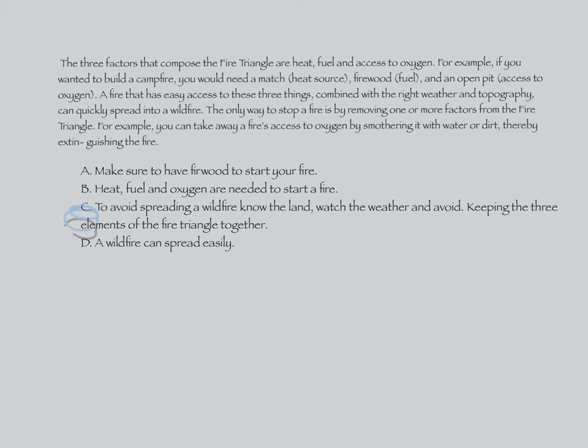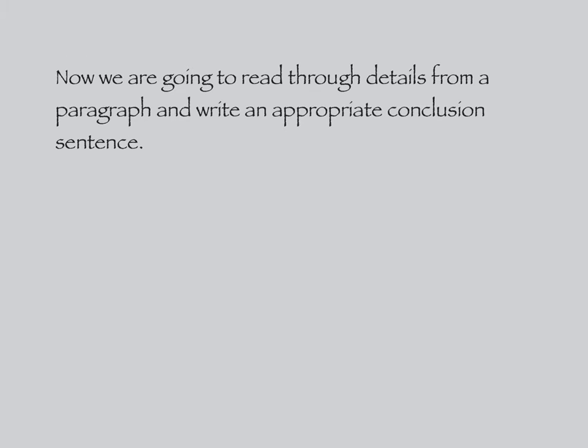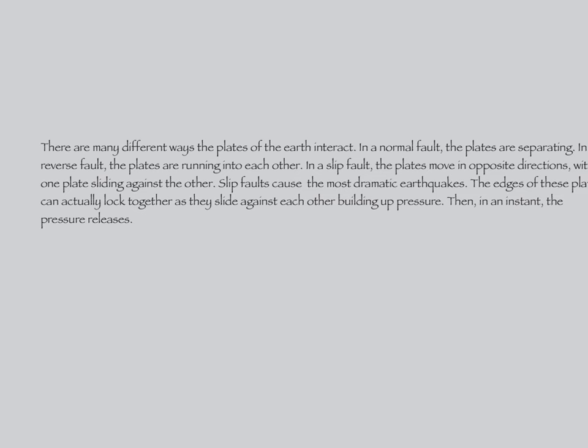is my best answer. Now we're going to read through details from a paragraph and write an appropriate conclusion sentence. The next paragraph says, there are many ways the plates of the Earth interact. In a normal fault, the plates are separating. In a reverse fault, the plates are running into each other. In a slip fault, the plates move in opposite directions, with one plate sliding against the other. Slip faults cause the most dramatic earthquakes. The edges of the plates can actually lock together as they slide against each other, building up pressure. Then, in an instant, the pressure releases.